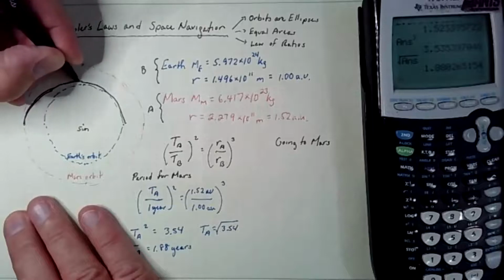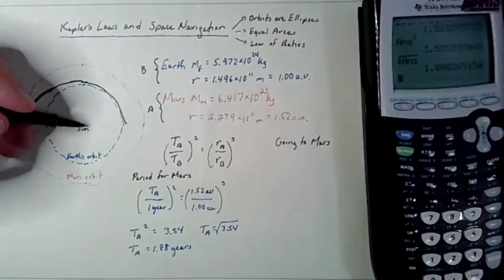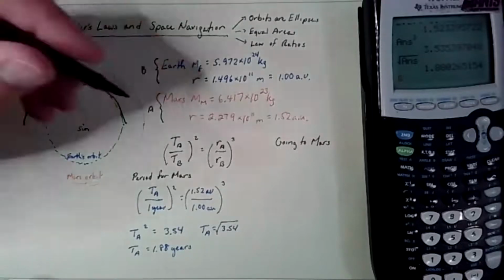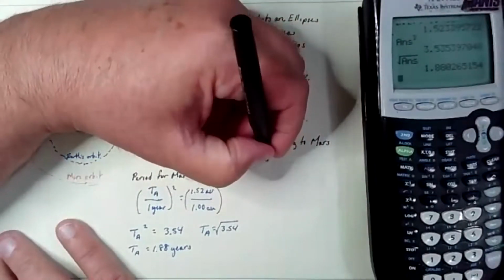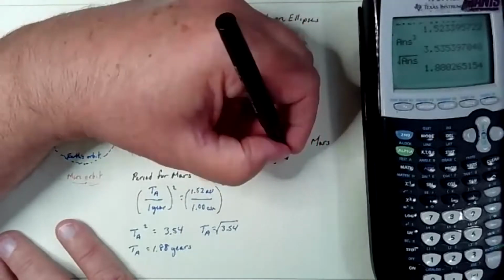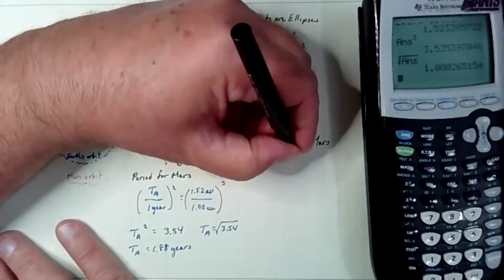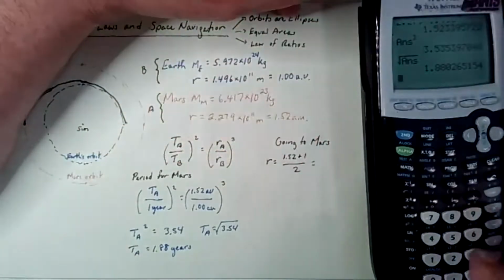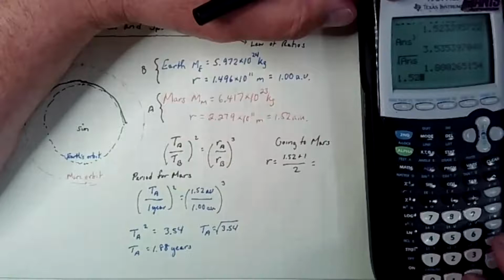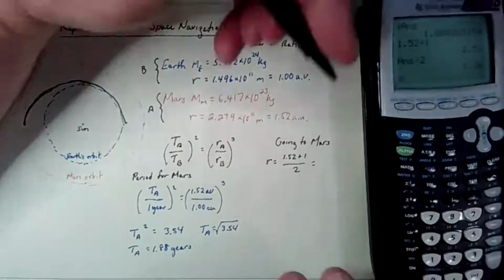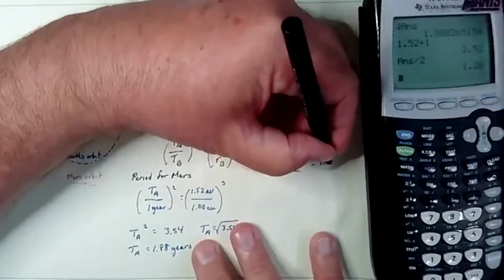And so here's an elliptical orbit that at its nearest distance matches up with Earth, and at its furthest distance matches up with Mars. So the R that we're going to use for this is the average of those two distances. So 1.52 plus 1 divided by 2. And that's our average, so 1.26 astronomical units.